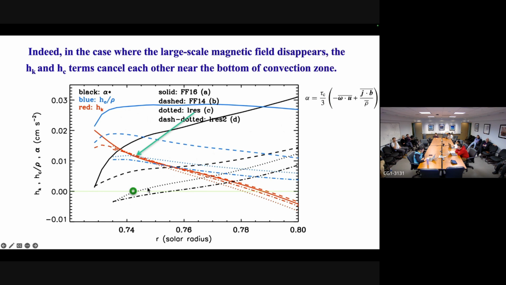So you can see that when the dynamo first appears, it is in this range. The resultant alpha is negative and then it disappears, going to 0. And when it reappears, the alpha becomes positive near the bottom of the convection zone. So we use this formula to nicely interpret why we see this dynamo first appear and then disappear and then recover again.